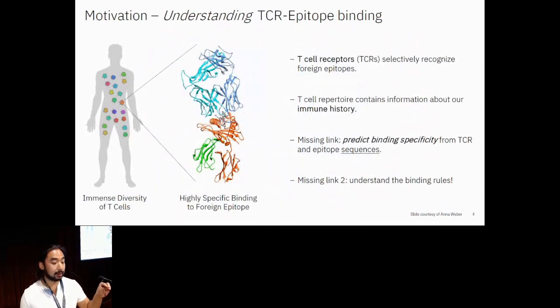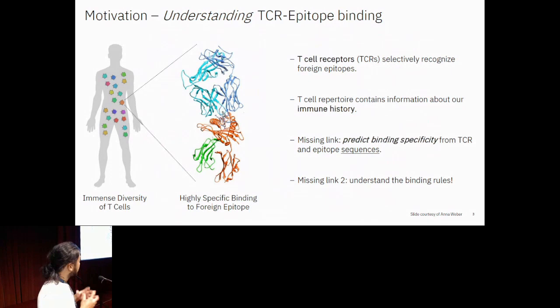So T cells are cells that basically adapt in a way to recognize specific epitopes, antigen epitopes. And throughout our lives, we build this T cell repertoire. This T cell repertoire is a very important source of information from a clinical perspective, because you can actually understand the whole immune history of a patient if you can understand this repertoire.